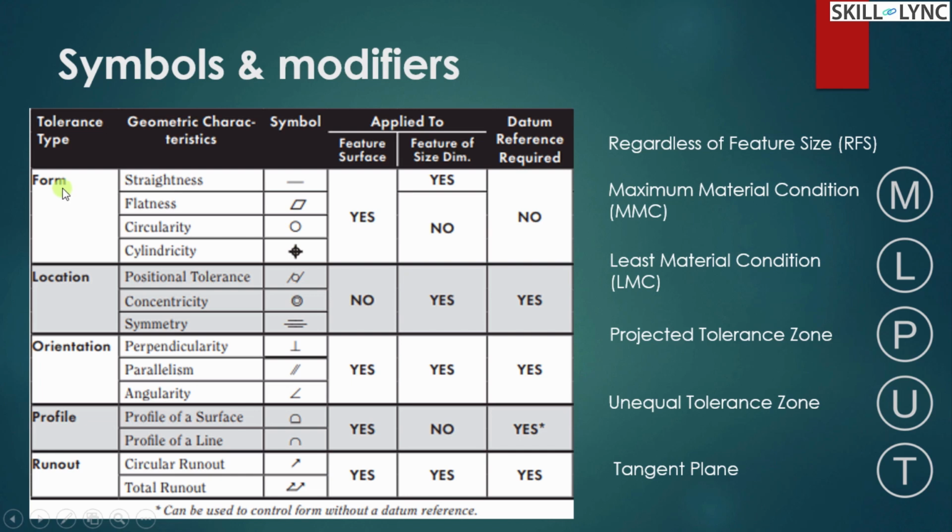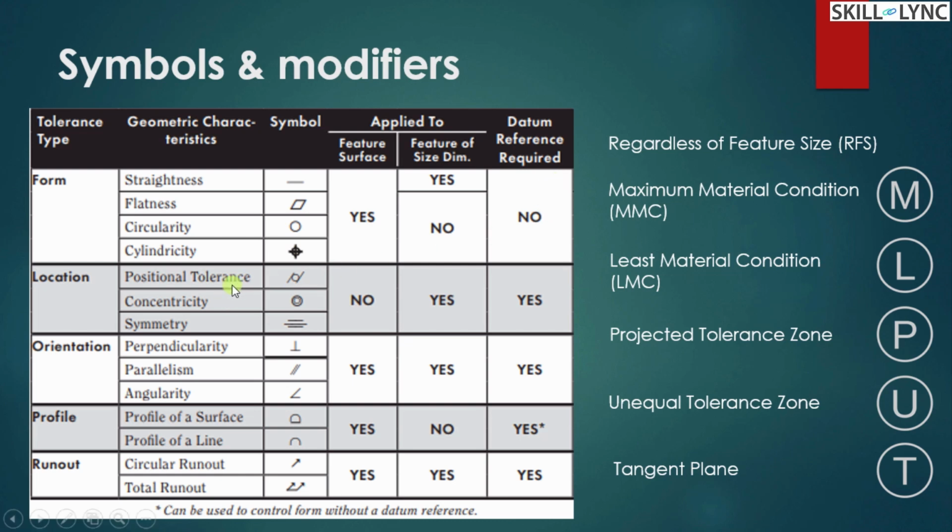So these form tolerances can all be applied to the feature surface, whereas for a feature of size dimension, that is a 1D surface, it is the straightness alone, whereas all other, these two are 2D and this is 3D, and hence is not applied to the feature of the size dimension. Whereas for all these form tolerances, datum reference is not required. That is, it does not reference a reference datum. It can be directly applied to the form.